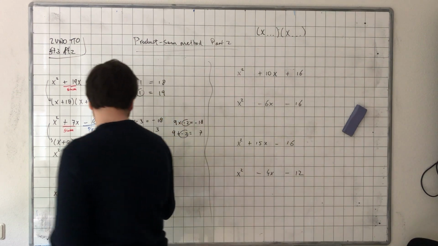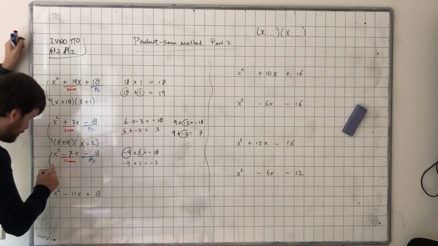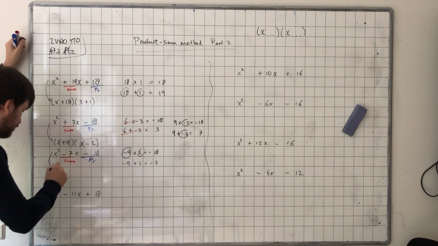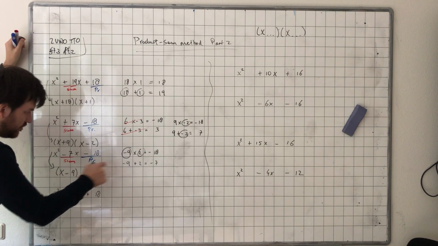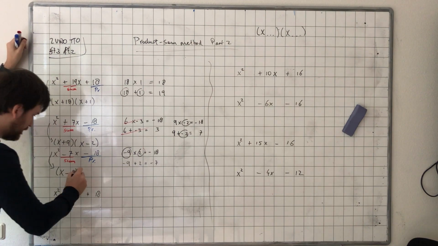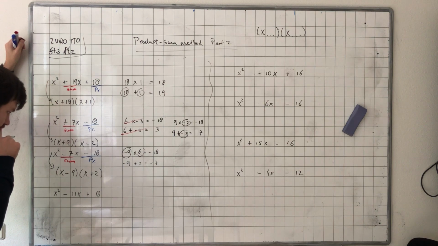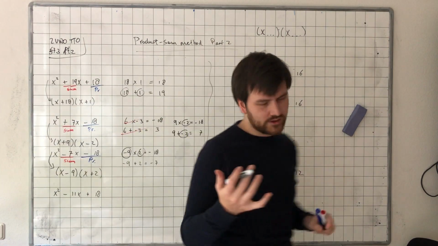Which means that these are the two numbers that we're looking for. So our expression looks a lot like this one, but two symbols are swapped around. So we'll have x minus 9, because 9 is negative, x plus 2. The last one, in this case the sum is negative and the product is positive.